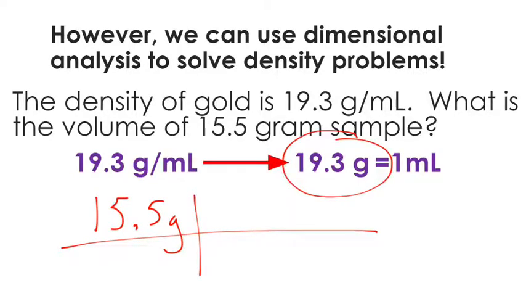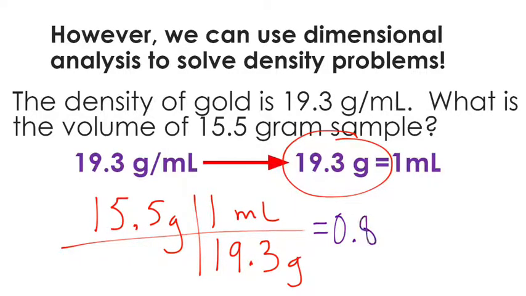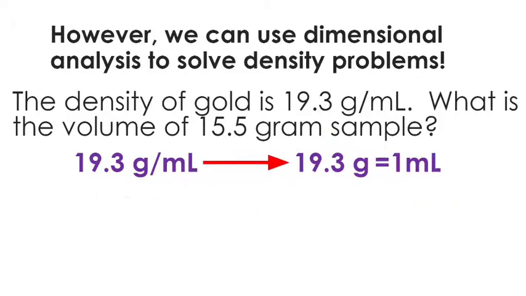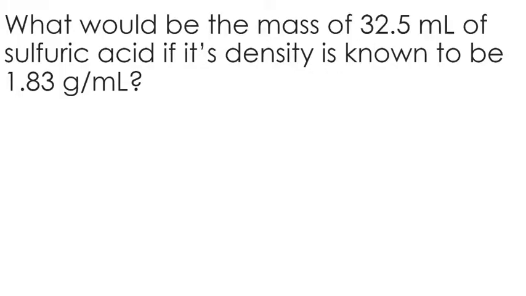Since I have grams on top, I'm going to want to put the 19.3 grams part on bottom, 1 milliliter on top. And here, just like when I use the equation, I am going to end up doing 15.5 divided by 19.3, and I am going to get the exact same answer out. It's just a different way of looking at it and problem solving to get here. So we can use density as a conversion factor in a problem, but that's not useful if we're looking for density. If you're looking for density, just plug in your mass and divide by your volume.